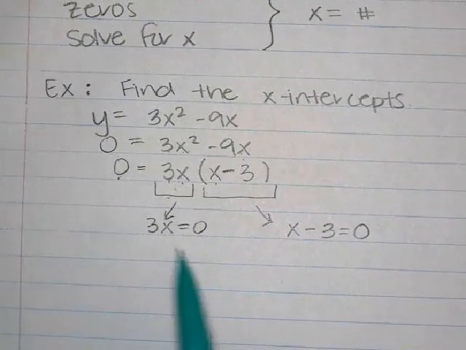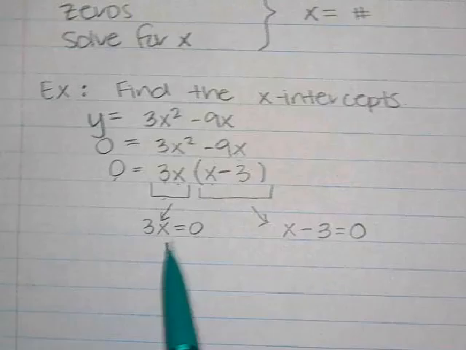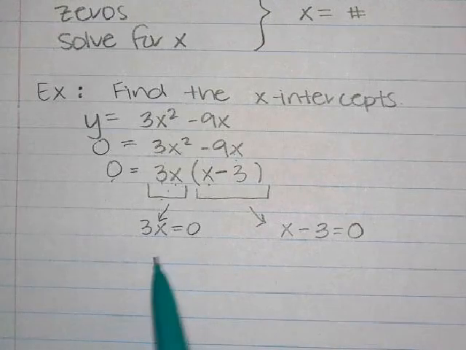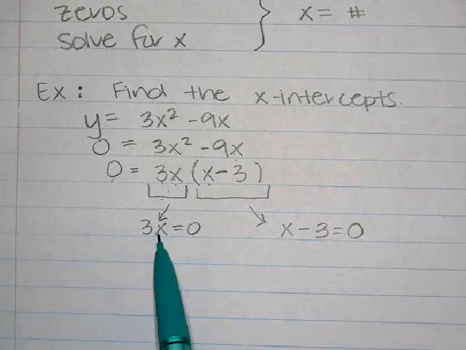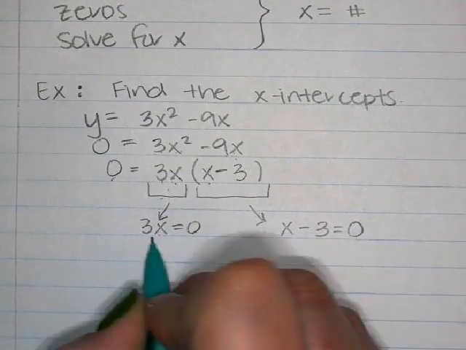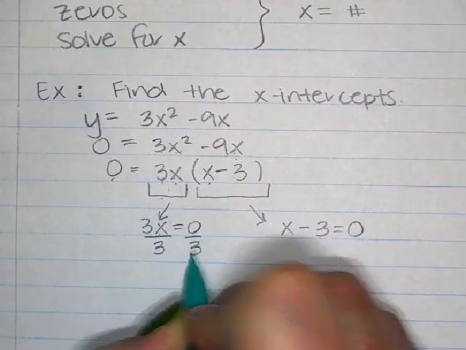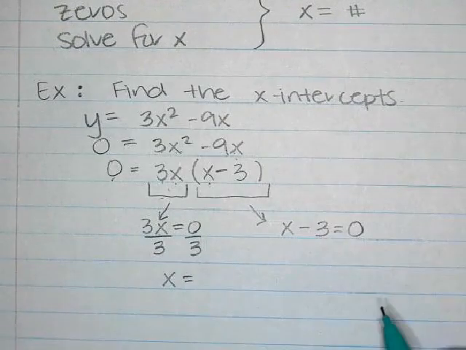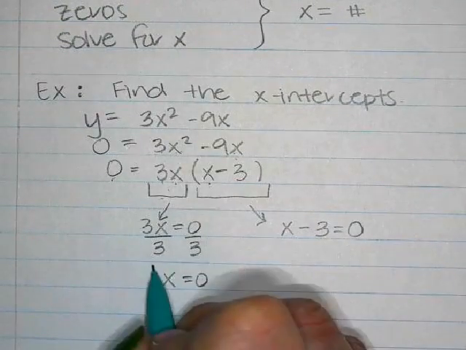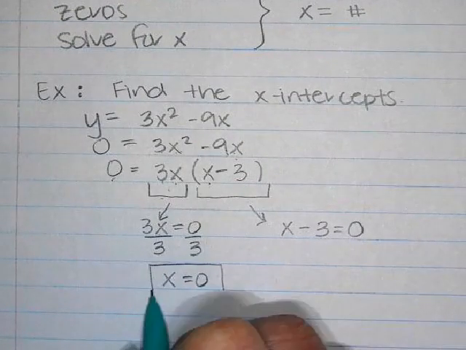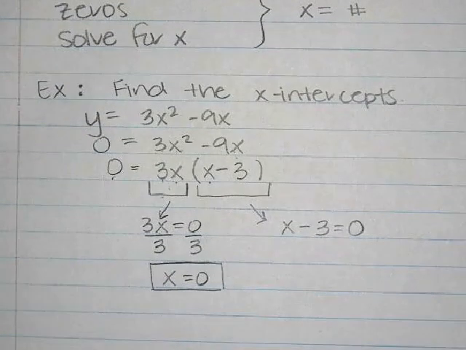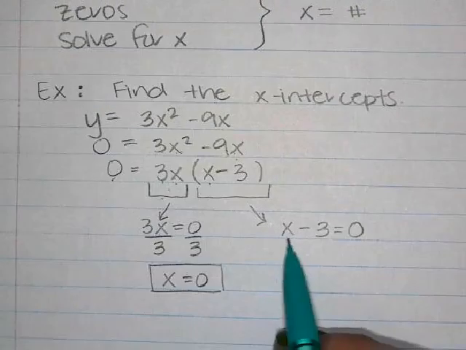So if we solve this right here, what would we do to solve it? We need the x alone. Divide by 3. And 0 divided by 3 is 0. Okay, so if the x equaled 0, then that would have made a product of 0, and that would be a good solution for x. That would have worked, okay? Over here, how do we solve for x?